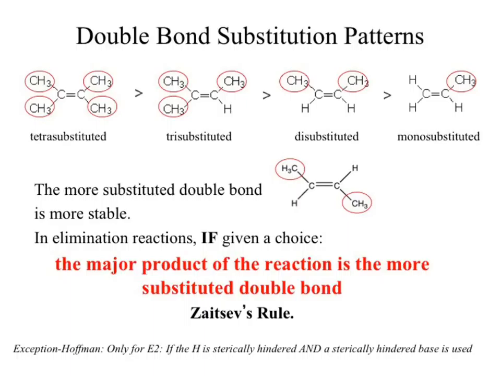For first semester, our exceptions are only for E2, so everything we've talked about so far is E1, but in an E2 mechanism, if our leaving group is sterically hindered and we use a sterically hindered base. What does sterically hindered mean? A lot of electrons. The more electrons there are, the more likely you end up seeing the Hoffman product come out of this in an elimination.